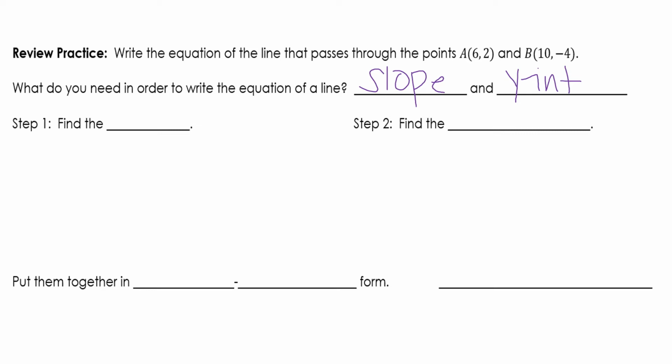Because we don't have a graph, we're not going to be able to physically tell what this is. I guess you could always create a graph, but I would make sure that if you were going to do that, you have graph paper. But we're going to use our formulas. So we're going to start by finding the slope.